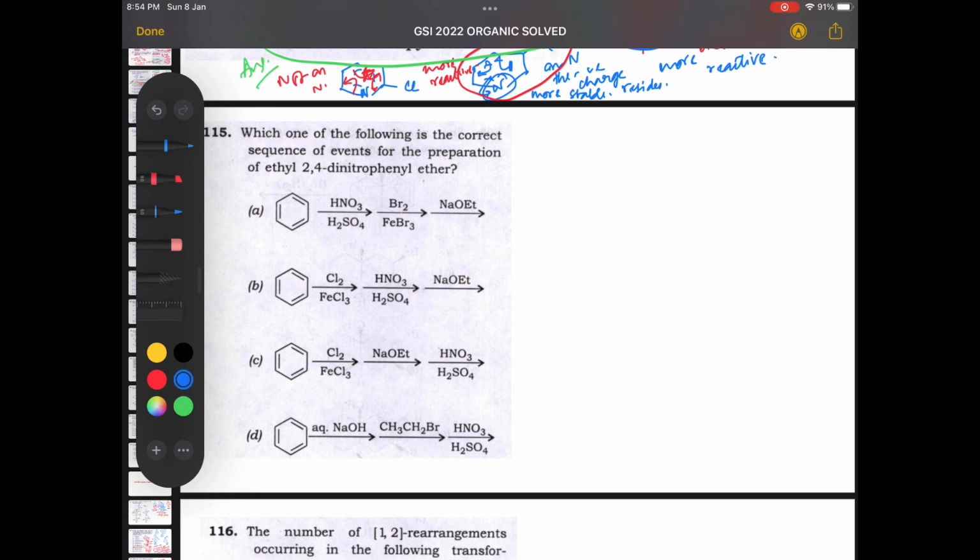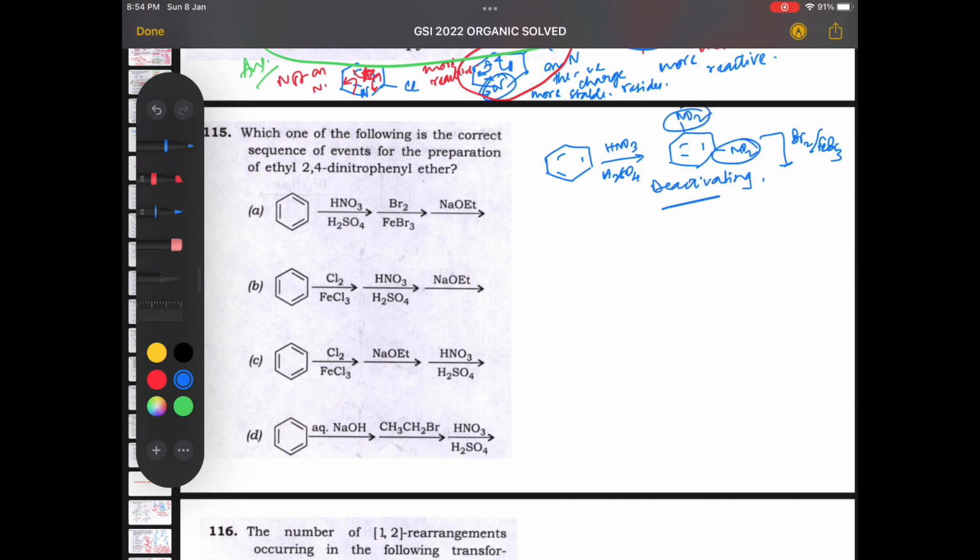This is the fifth question. We have been given a sequence of reactions, to find out the preparation of ethyl 2,4-dinitrophenyl ether. So let us draw the reactions and find out what is going on. So in the first step, the nitration is happening. So dinitration happens. After that, bromination reaction.